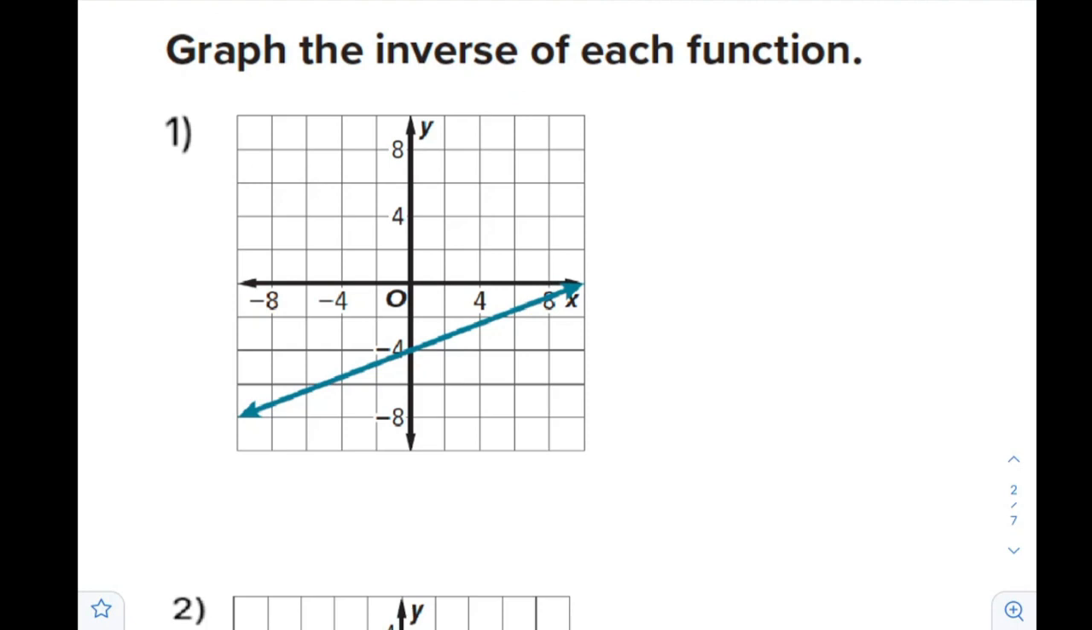This is the graph. For the graph, it's recommended to pick two good points. So we will take this point, which is (0, -4), and this is another point, which is (10, 0), because this is evenly distributed: 2, 4, 6, 8.